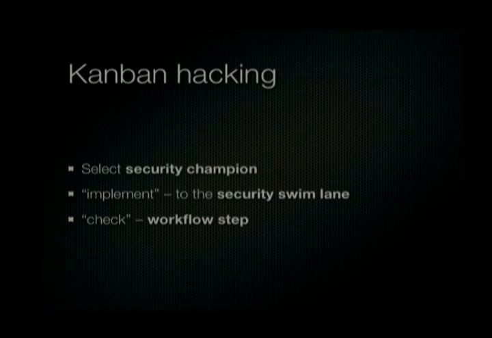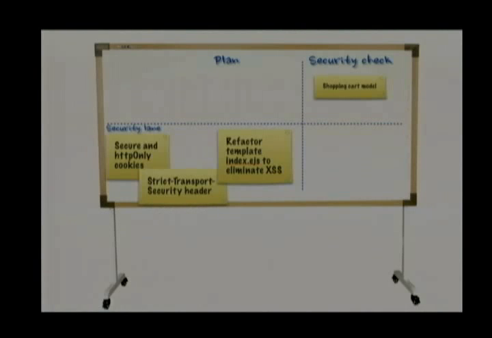So for the Kanban approach, we select one scapegoat, a security champion, and he'll be responsible for all the security your team does. And there are going to be two types of activities you decide. One is implement, and another is check. Implement means you create a swim lane like this. Well, it's just a model of Kanban. In the security lane, you put, okay, I need to do this and this and this, and my code becomes secure.